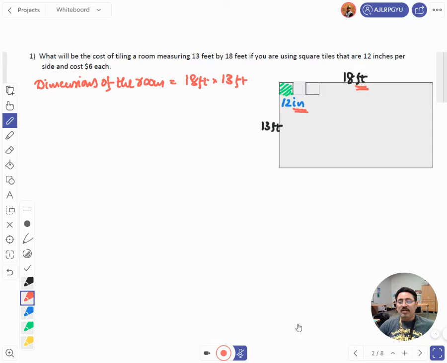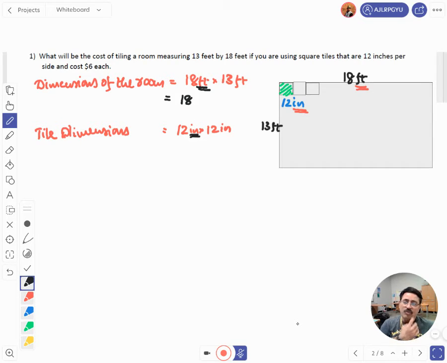And next, tile dimensions. It is a square tile, therefore the length is 12 inches and width is also 12 inches. A square means the length and width are the same. As I mentioned before, here the units are not the same, here feet and here inches. Therefore, let me convert these into inches.